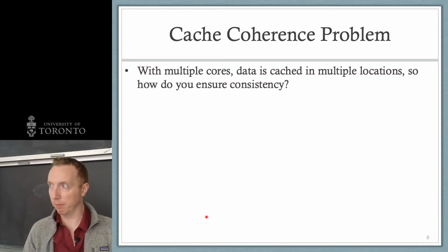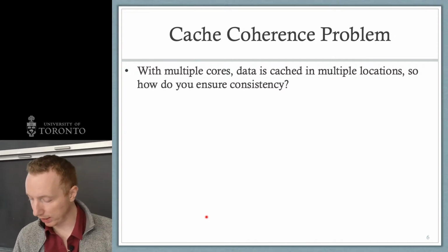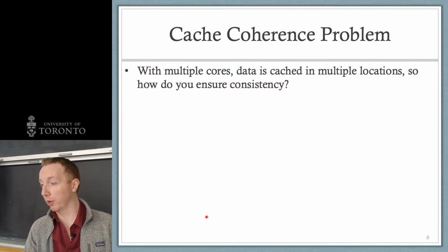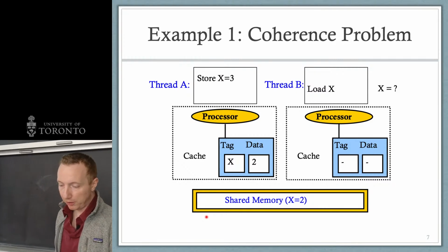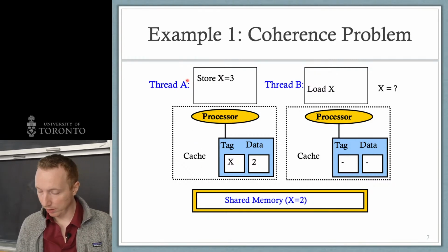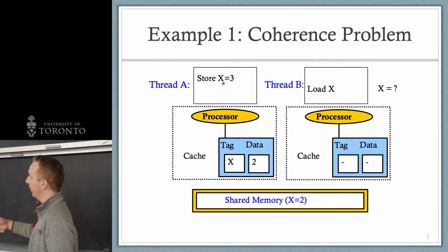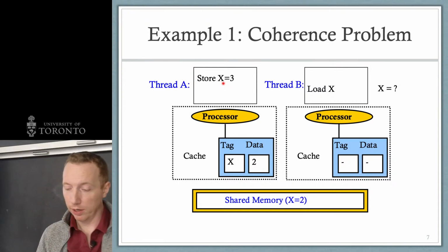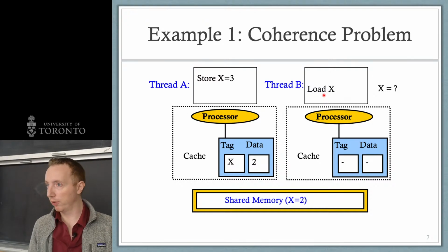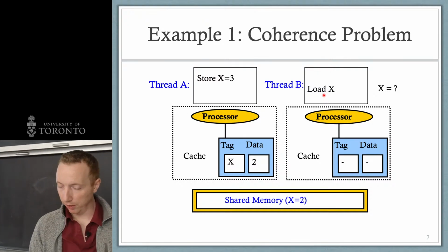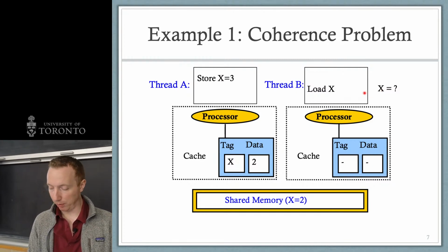So if I am updating a variable called x in multiple threads, that's a global variable or something like that, how do I ensure that the cores actually see consistent values? So imagine we have 2 simple threads. One thread stores x, like they're both accessing some global variable called x. One thread is writing the value 3 to that location, and the other thread is just reading that location. So the question here is, well, what will x be in thread B?